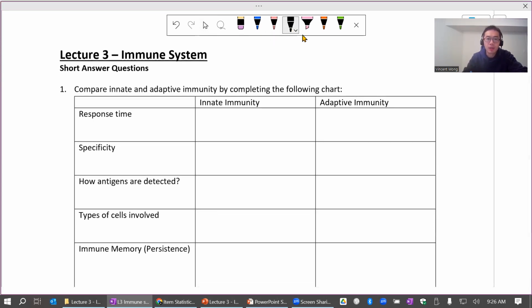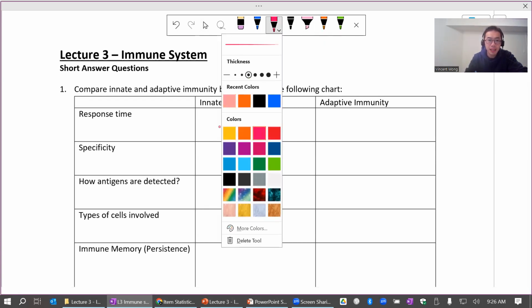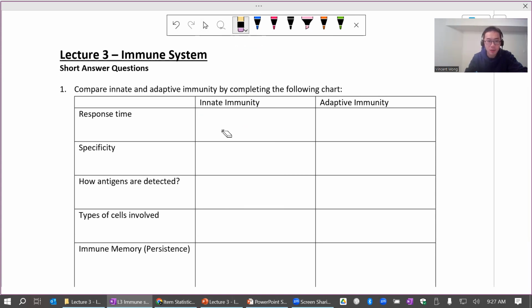So remember, innate immunity is immunity that you are born with. Okay. And it works right away. So the response time for innate immunity is immediate. You touch a dirty surface and then you eat chips with your hands. As soon as the pathogens go into your mouth, the innate immunity will immediately help you clear those pathogens.